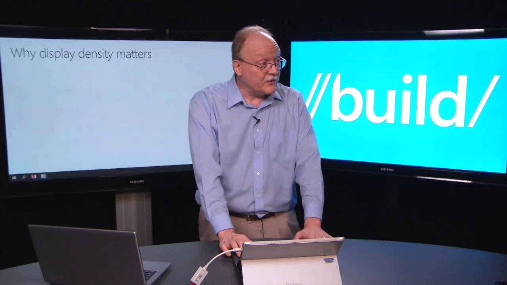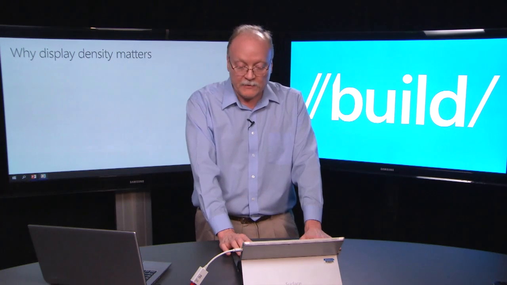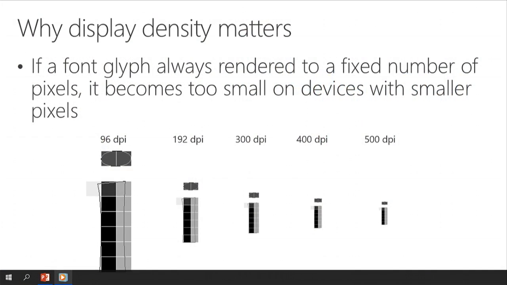So we talked about viewing distance and why that matters. It should be pretty obvious that display density has much the same impact. If we always rendered a particular font glyph, like the small i here, to a fixed number of pixels, then on devices with smaller pixels, the content gets smaller. And here, over roughly a 5-to-1 ratio, if it's important that content be a certain size, then we have to do something to adjust for it as the number of pixels gets greater.